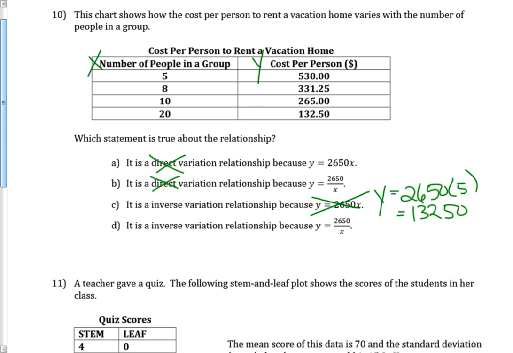So that's not correct. Let's hope the last one is. So 2,650 divided by 5 gives us 530. That's our check. Here's our correct answer. So two steps here. First of all, recognizing whether it's direct or inverse based off what the values are doing. And then just plug your x values into your equations and see which one gives you the correct y value.